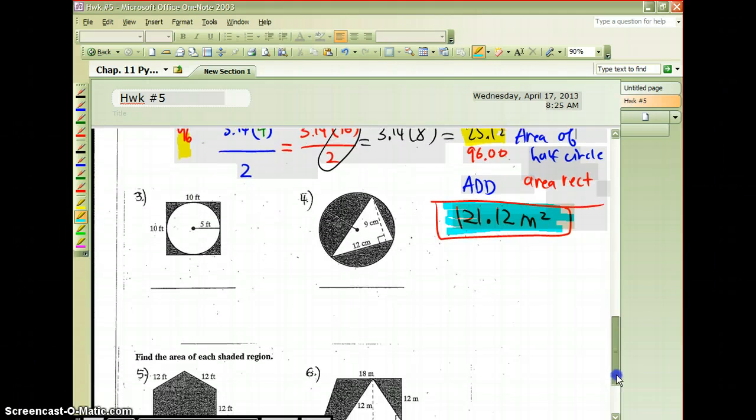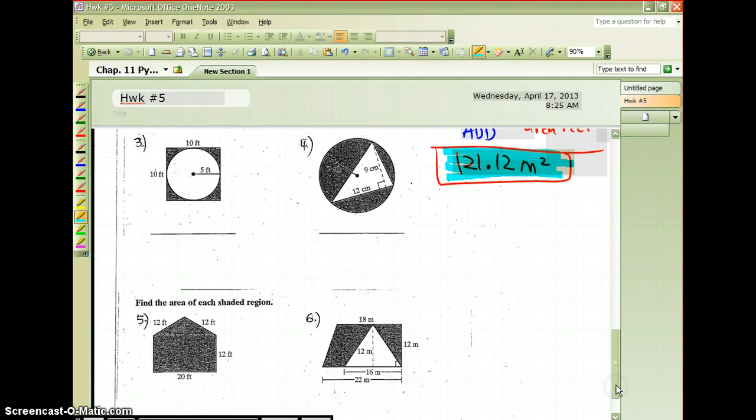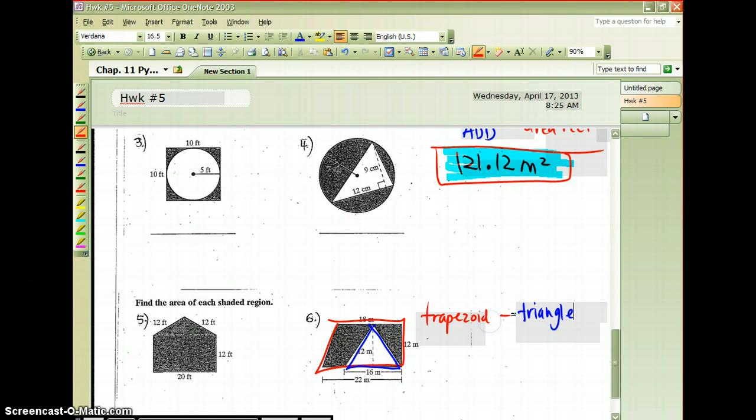I'm going to help you with number 6. On number 6, we have 2 shapes here. Do you recognize what the 2 shapes are? Good. One of them is a triangle, and that's right here. And then there's a second shape on the outside right here. Let me outline it for you. And that is a trapezoid. Very good. So I need to do 2 formulas, a trapezoid formula and a triangle formula.